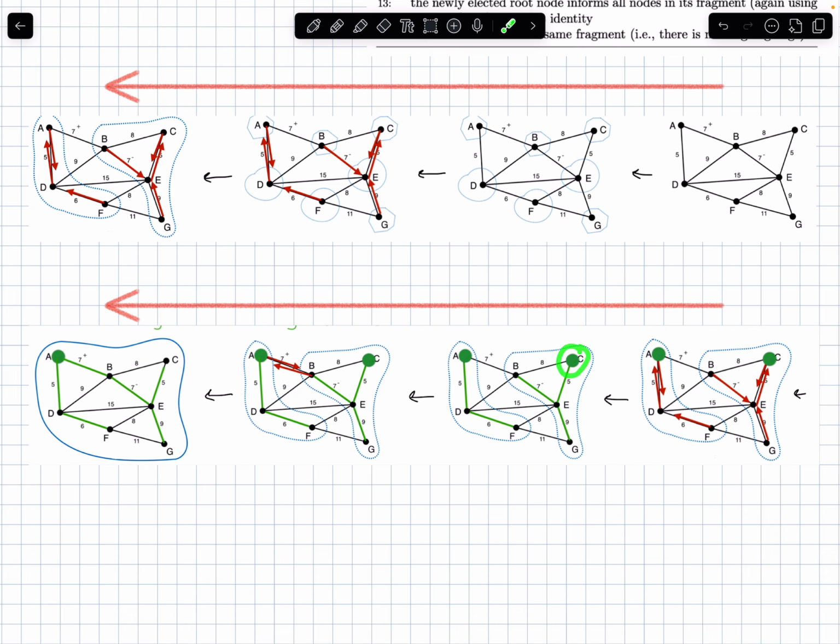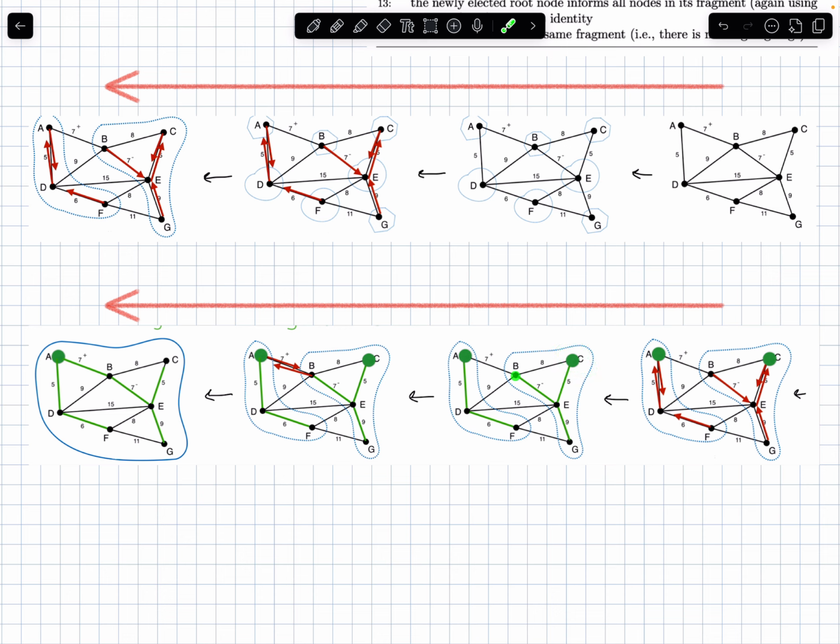So C says he cannot connect to B because he's already in his tree. He asks E, can you connect to someone else? And E says, yeah, of course, I can connect to D, or to F, but my weights will be 15 and 8. B says, yeah, I can connect to A or to D, but the weights will be 7 or 9. And G says, yeah, I also can connect, but the weight will be 11. So C, which is like the main computer, now decides: you know what? B, you connect him.